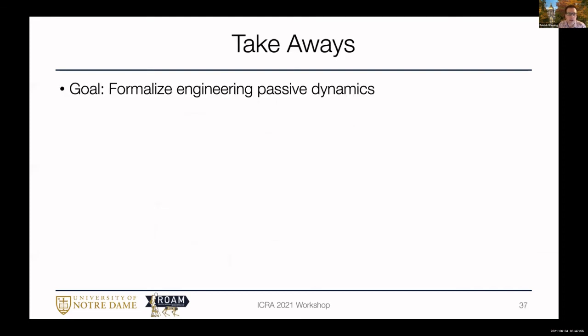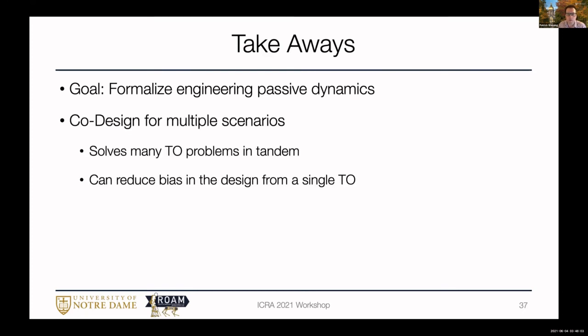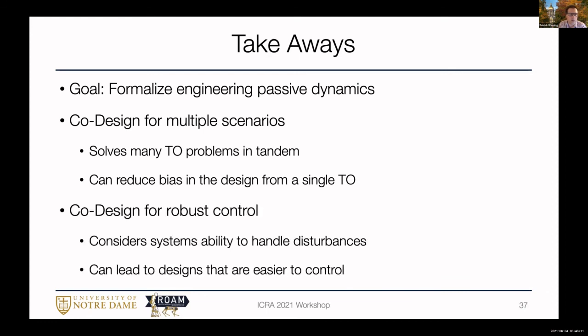So takeaways, here I'm looking to formalize the process of engineering passive dynamics. And we've first seen how we could use co-design for multiple scenarios to ensure that our passive dynamics are essentially versatile across those. And then we've looked at how we can think about design and control together to ensure that our design is, in a sense, partially passively robust to these disturbances, and that we can soak up the rest through control.